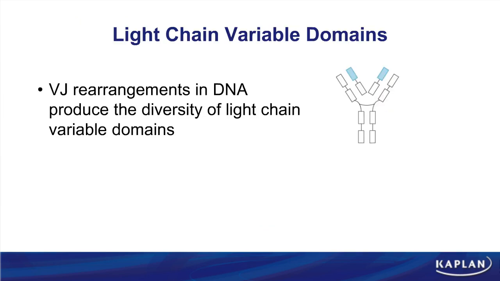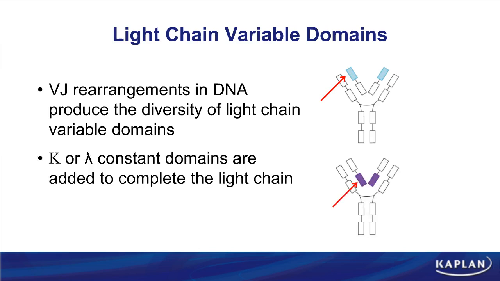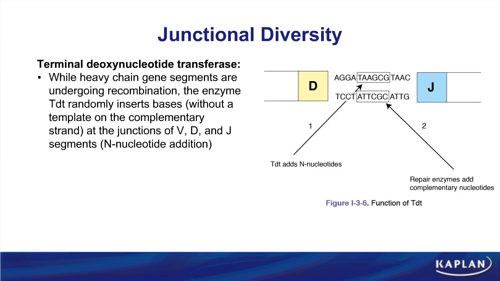Light chain gene rearrangement is responsible for just the variable region of the light chain, as you can see here, colored in light blue. The constant region of the light chain that you can see here, colored in purple, is comprised of either kappa or lambda constant regions, which in humans the ratio is approximately 2:1 kappa over lambda. In addition to the gene rearrangement that happens for B and T cell receptors, there's a whole other level of diversity that we call junctional diversity.